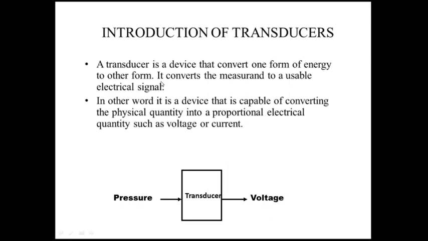This is an example of transducers. Let us take pressure. The pressure is a physical quantity, so the pressure is the input to the transducer. The transducer converts the physical quantity into an electrical quantity, which means voltage. Okay, so that is the introduction part.